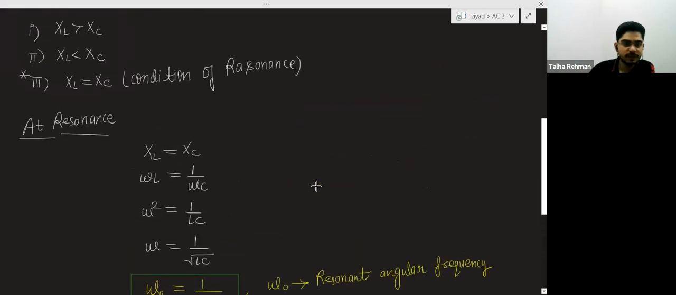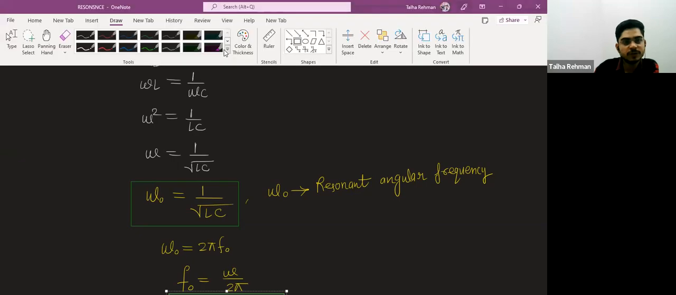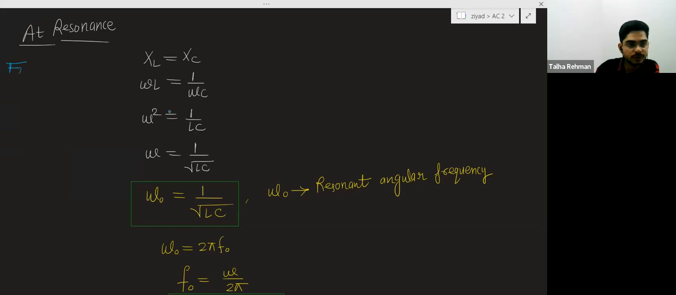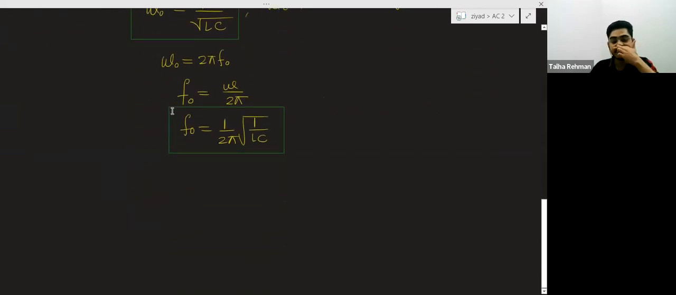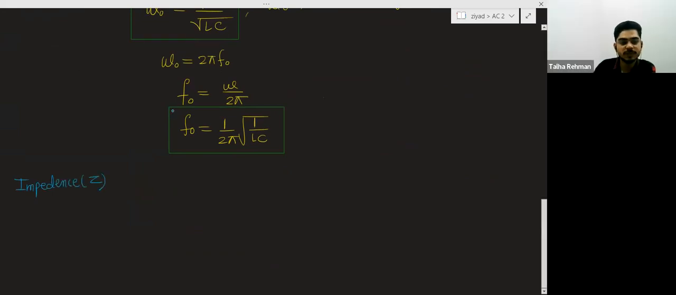So basically, these are the formulas for the frequency. What are we calculating here? Frequency. Now we will see what will be the impedance of the circuit. Impedance means Z. We will see what is the value of the impedance.